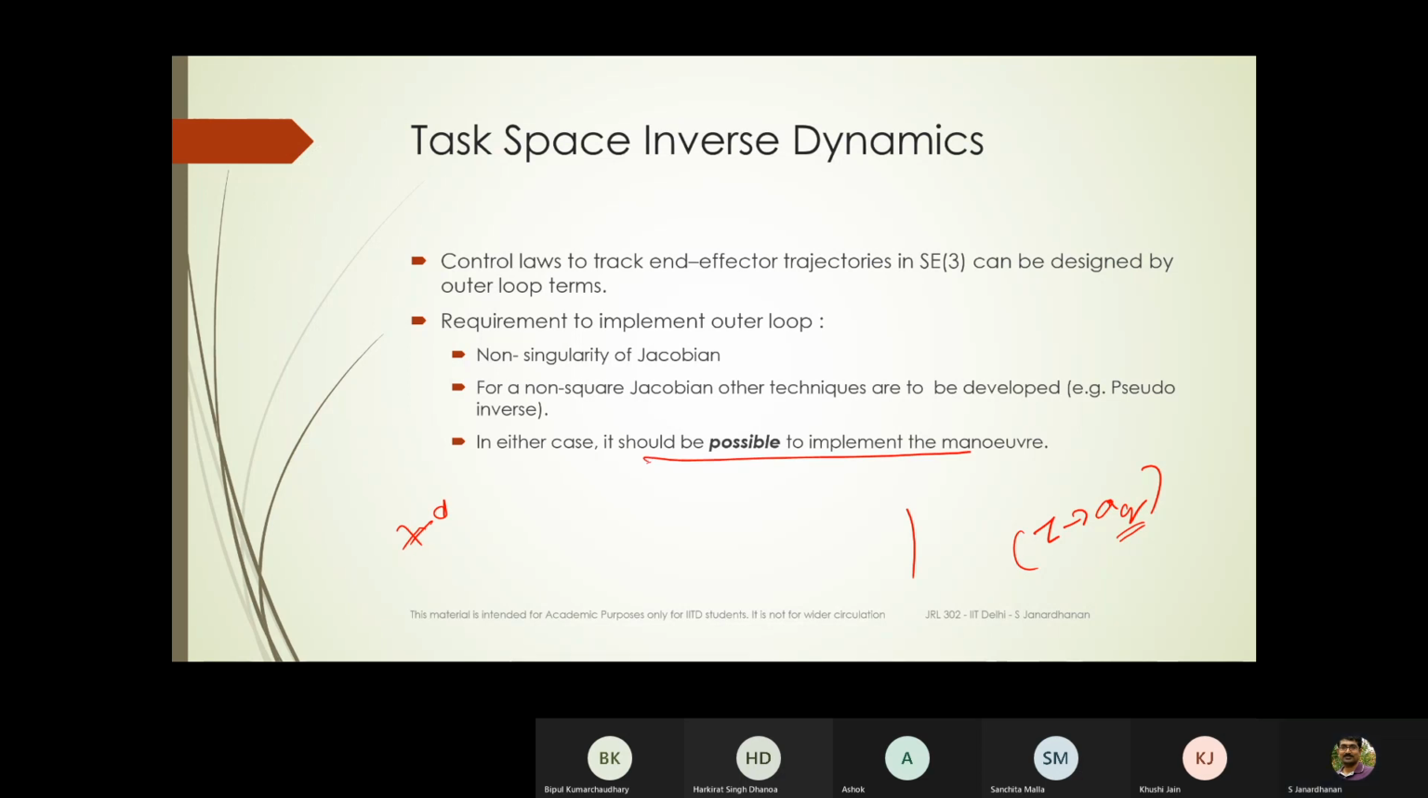Let me clarify that using an example. Let's say that you have a link L1 and a link L2, and let us say this is Q1 and Q2. Any trajectory QD1 and QD2, where QD1 goes from 0 to 2 pi and QD2 goes from 0 to 2 pi, is valid, and I just need to get Q to QD and the problem is solved.